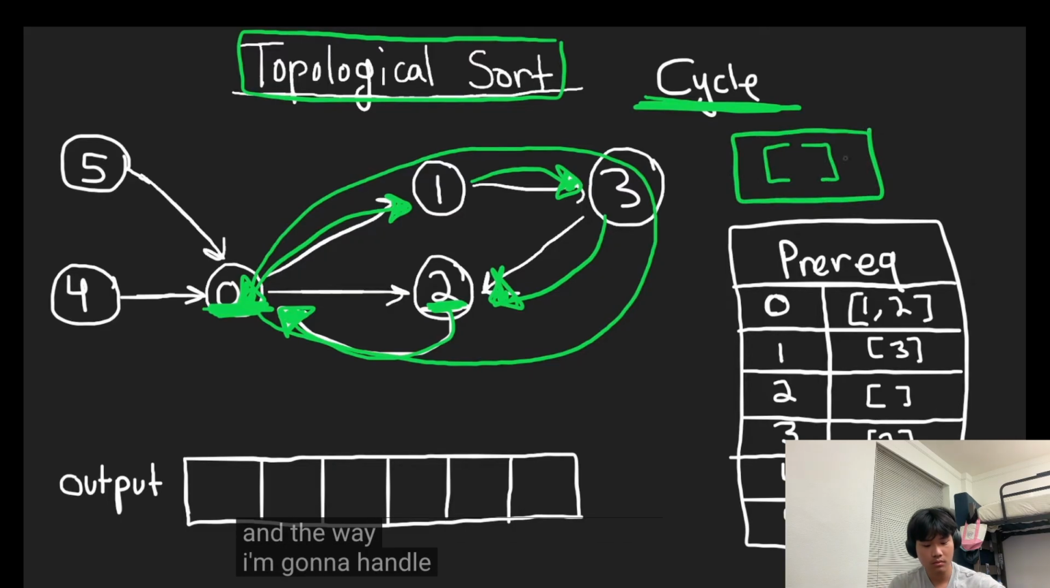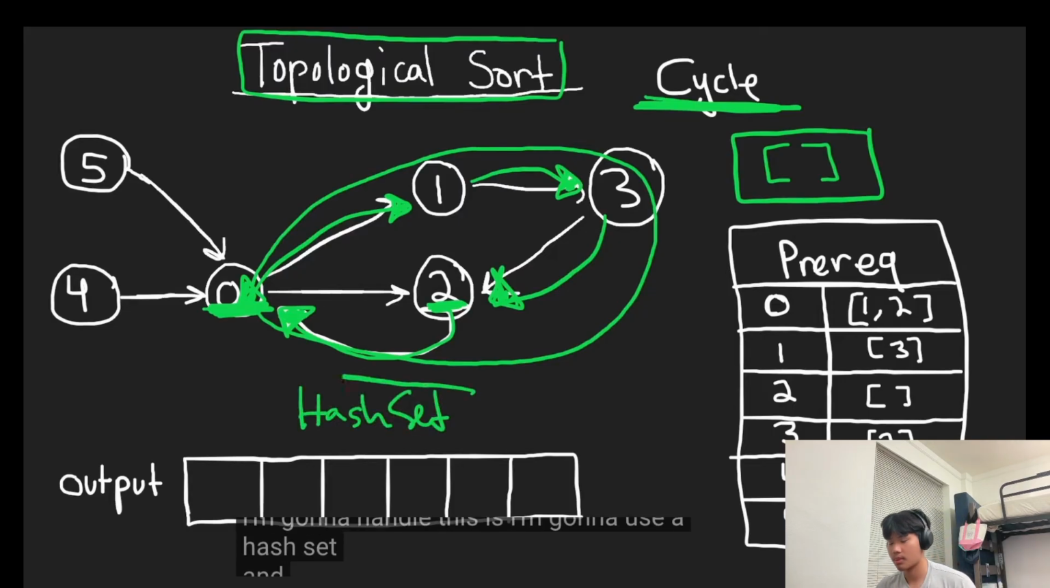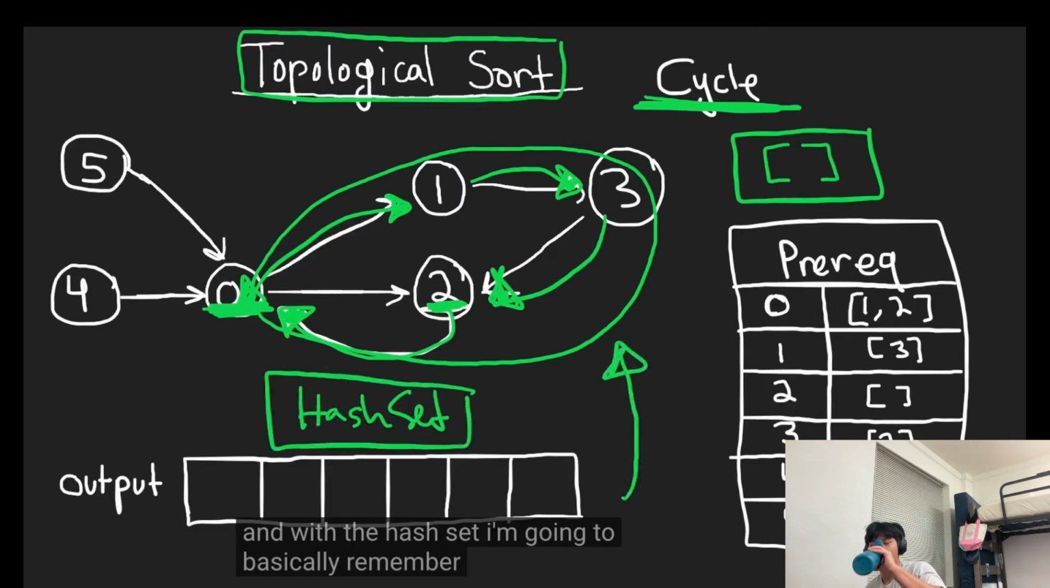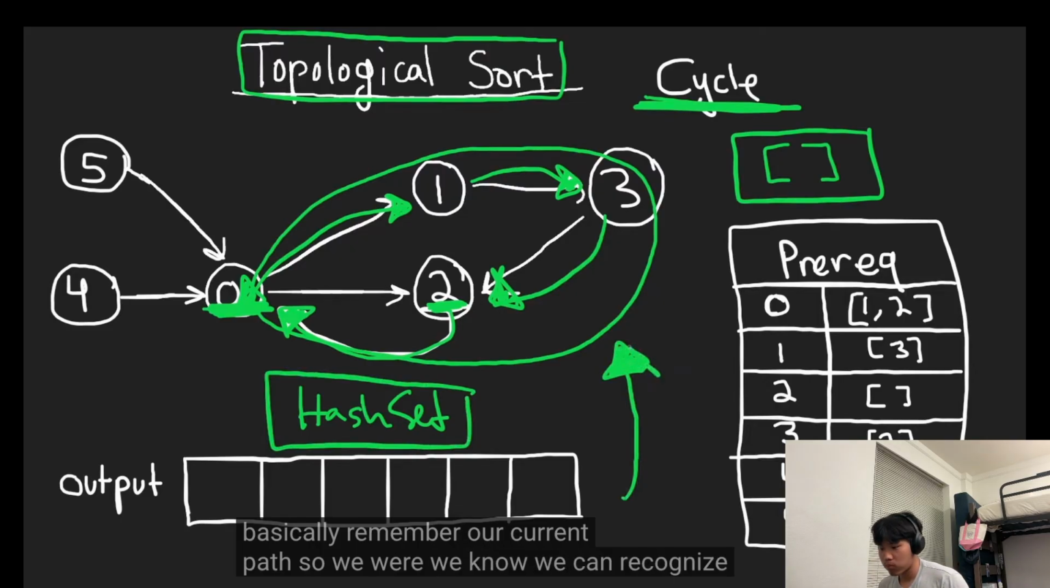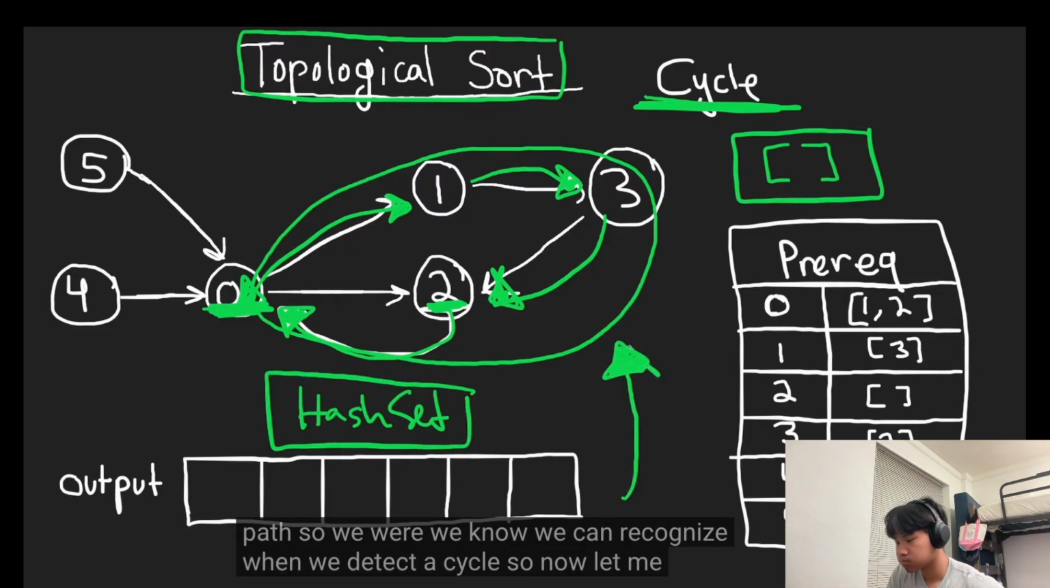And the way I'm going to handle this is I'm going to use a hash set, and with that set, I'm going to basically remember our current path, so we can recognize when we detect a cycle. So now let me actually show you the code.